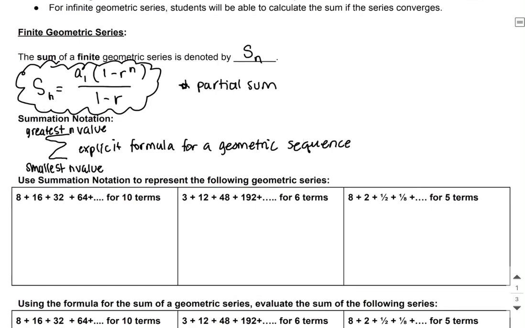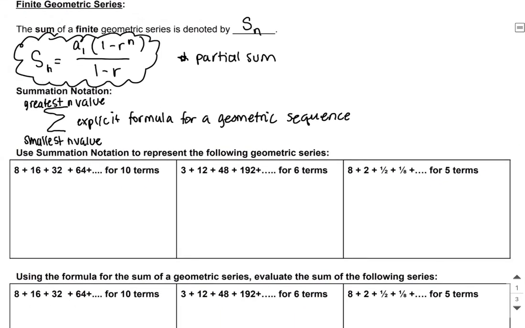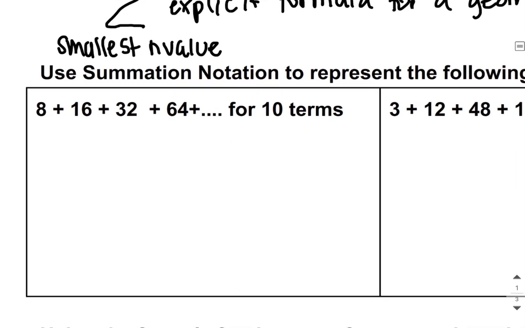Let's do an example where I turn this problem into summation notation. I have 8 plus 16 plus 32 plus 64 plus ... for the first 10 terms. First thing I want to do is find my common ratio. I know this is a geometric series. I am multiplying by 2 each time, so my common ratio r is 2. The next thing that I need for my explicit formula is the first term. I know the first term is 8.